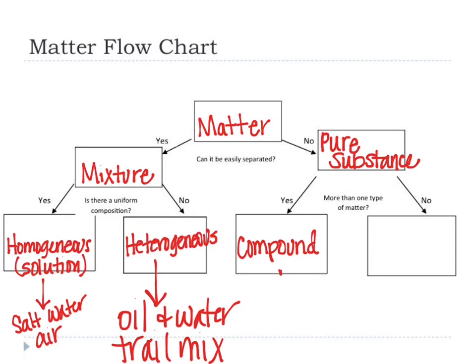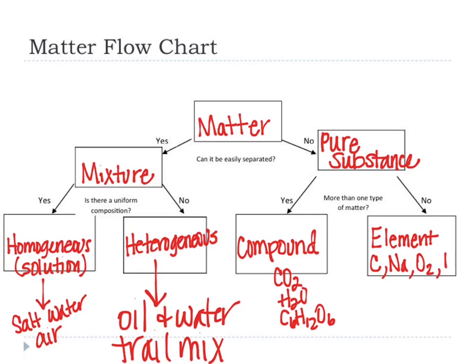If it's made of more than one type of matter, then it is called a compound. Some of our examples have been carbon dioxide, water, sugar, and if it is only made of one single type of matter, it is an element. We have carbon as an example, sodium, oxygen, and iodine. And remember, I put those two there because those are called diatomic. They occur in twos when they're by themselves.